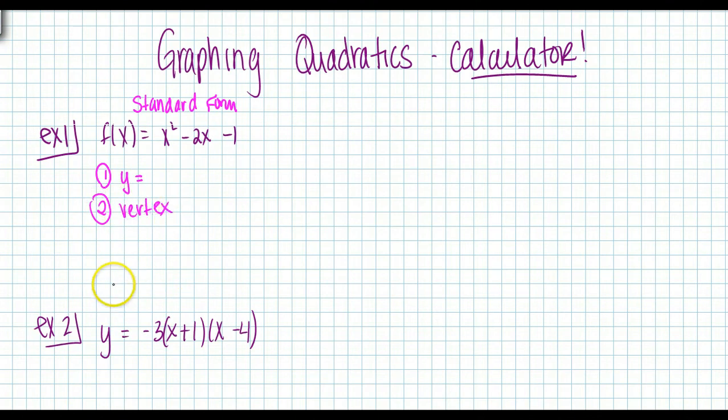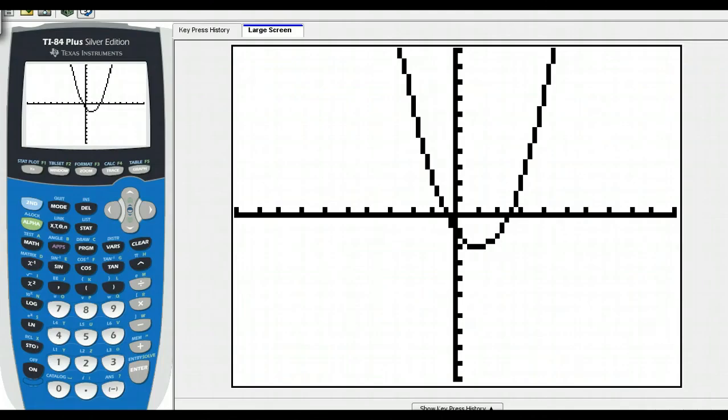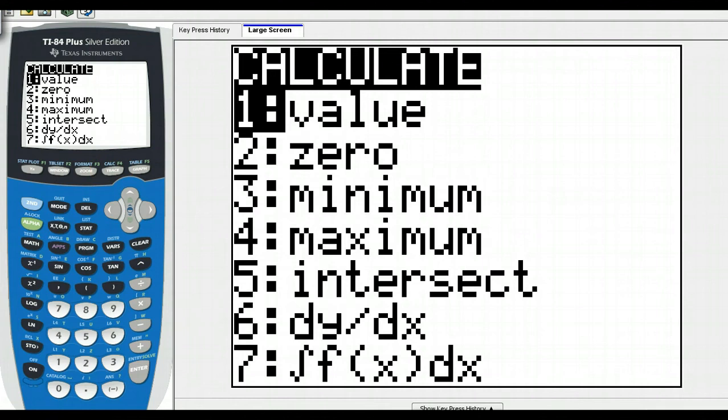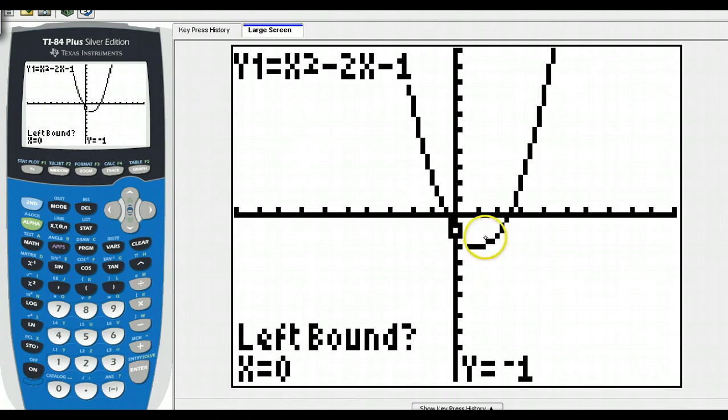Now my suggestion to you is write down any buttons that you press so you know what to do on your own. So I'm going to go to second calculate, which is all of the options that we can do. And in this case, I'm going to go to minimum because the lowest point of my graph is a minimum. If it was a high point, I'd find a maximum, and we'll talk about that later. So since my parabola is opening up, my vertex is the minimum, the lowest point on my graph.